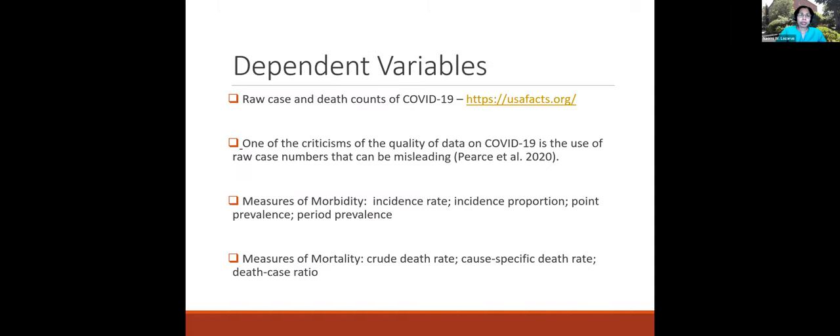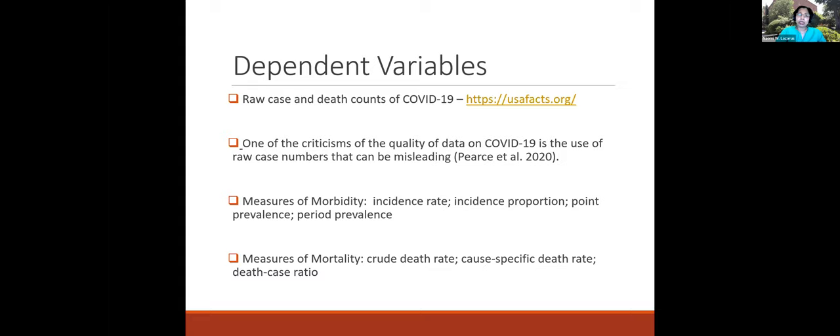The dependent variables begin with looking at raw case and death counts that were obtained from usfx.org. This website monitors daily deaths and case counts starting from the early part of 2020. One of the criticisms of using raw case numbers, as pointed out by Pierce and others, is that the quality of data can be compromised and it can be misleading, especially when you're looking at data at different scales.